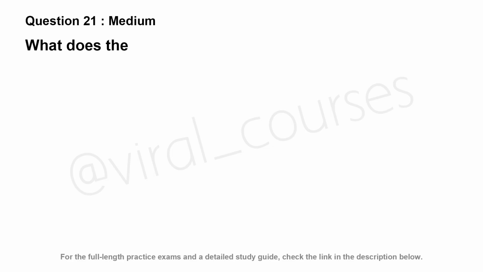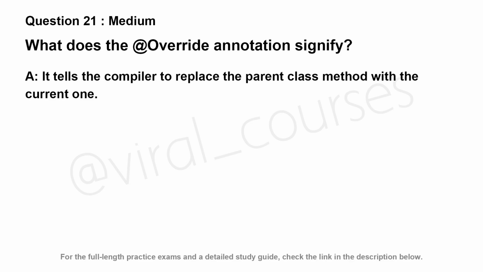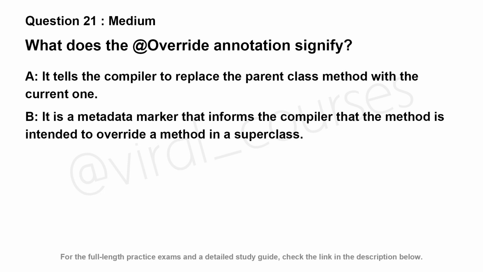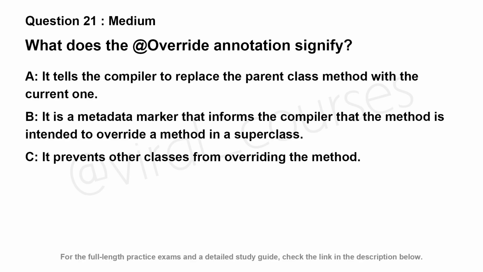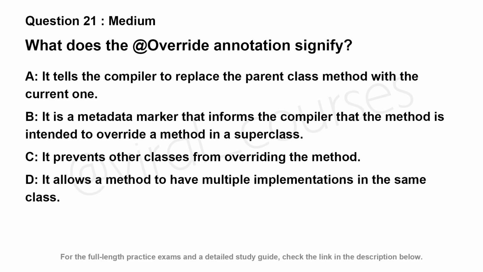What does the @Override annotation signify? Option A. It tells the compiler to replace the parent class method with the current one. Option B. It is a metadata marker that informs the compiler that the method is intended to override a method in a superclass. Option C. It prevents other classes from overriding the method. Option D. It allows a method to have multiple implementations in the same class.